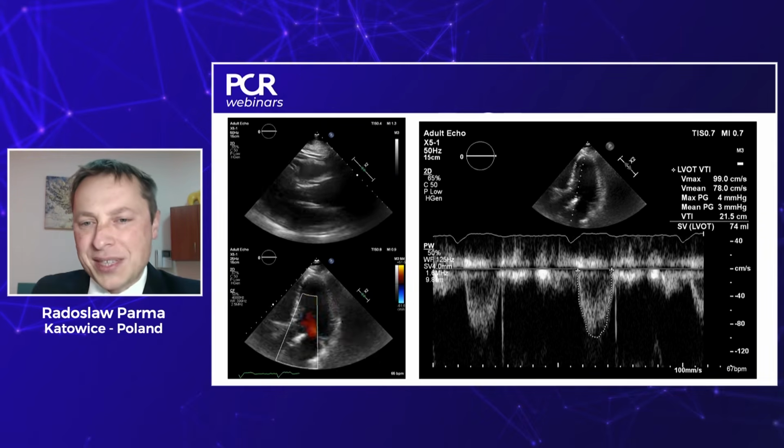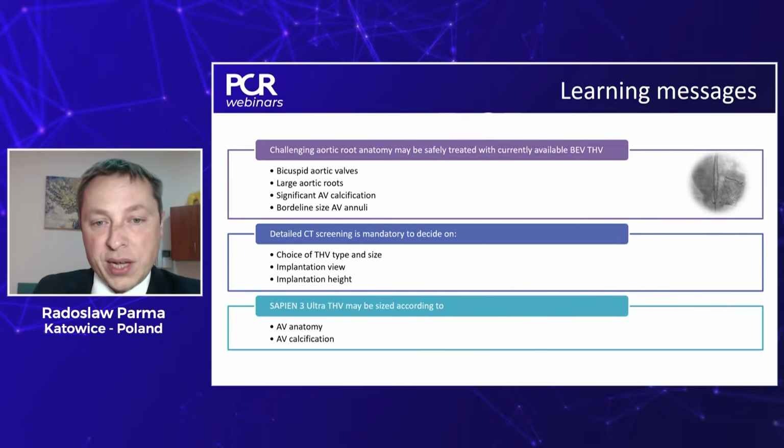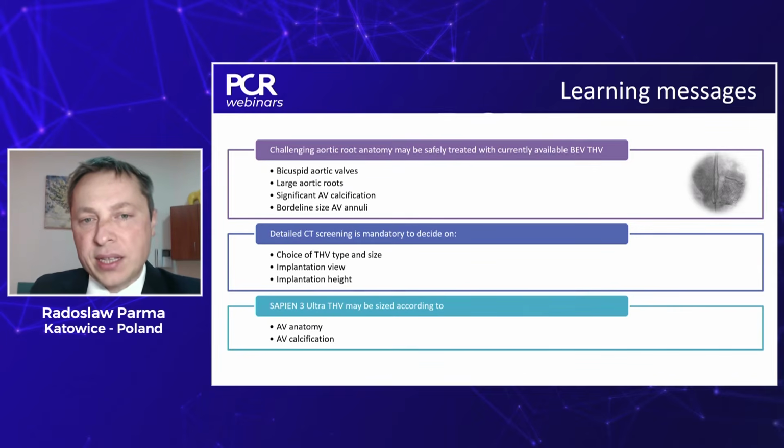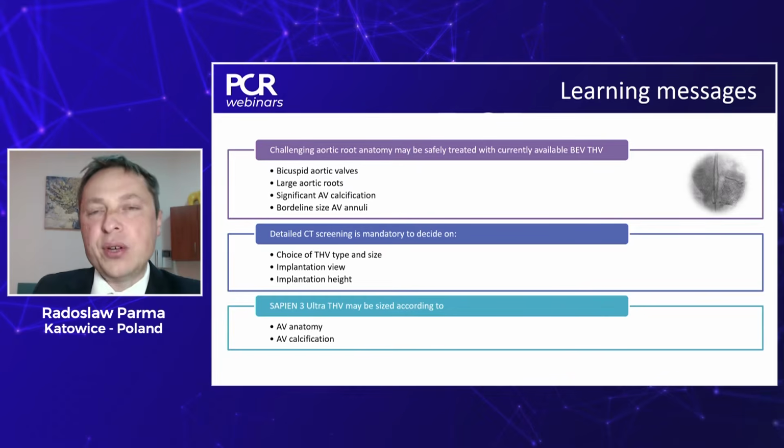As you can see on this panel, the echocardiography shows lack of paravalvular leaks and also optimal gradient in this patient with the oversize. So the final messages from our center would be that we can target difficult patients with bicuspid aortic valves, large aortic roots, significant calcification, and borderline size annuli if we do a very careful screening of the CT, and also that we know that we can oversize the balloon expandable valves in patients with large annuli, but in cases of high calcification or very narrow intercommissural diameter, we can oversize a smaller valve to provide full sealing and lack of complications.